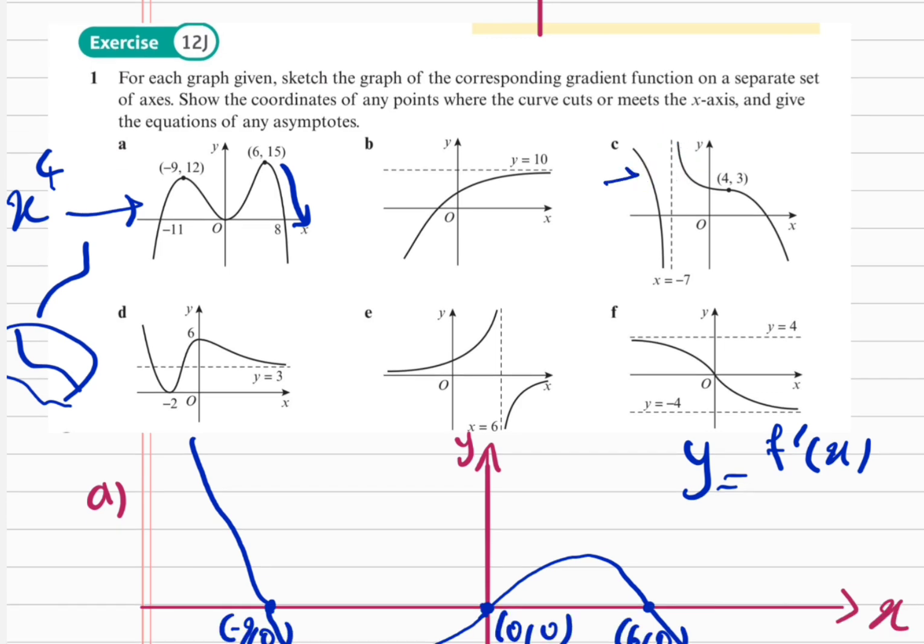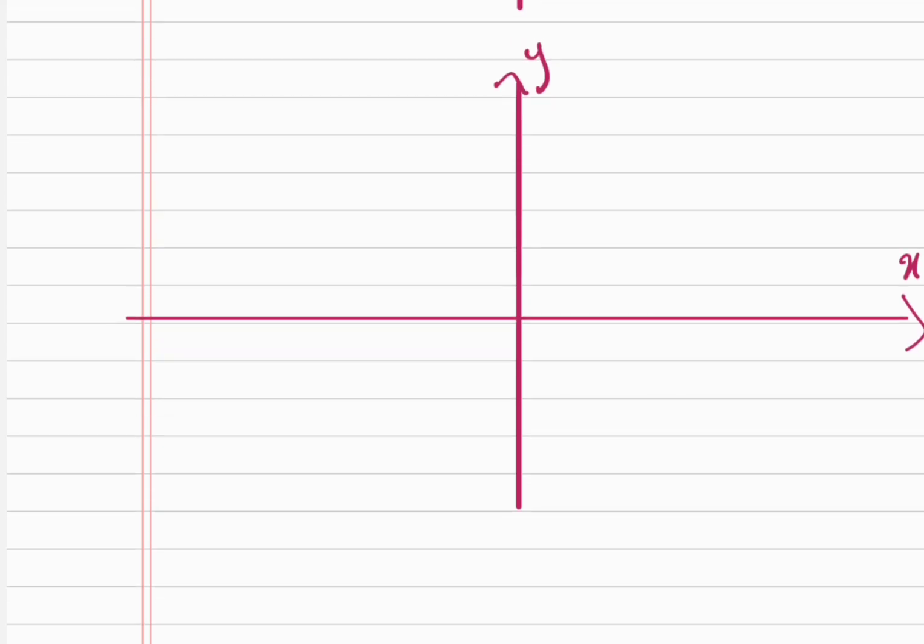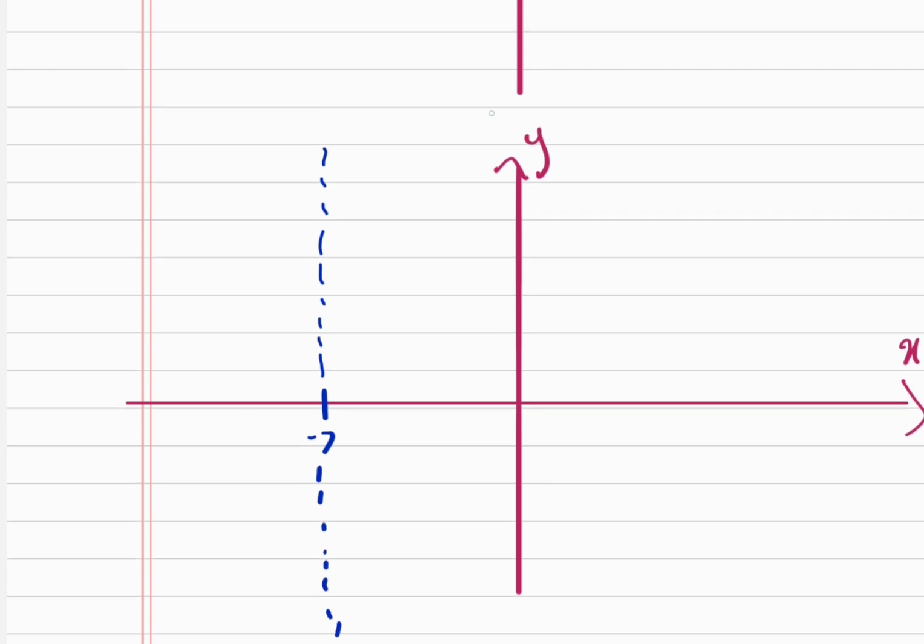So we start with this part of the curve, which is going down. First of all, since here there is the asymptote of x is equal to -7, that means that the function is undefined when x is equal to -7. So the first thing is that when we have a vertical asymptote, then we are going to have the same, in this case, vertical asymptote on the gradient curve. So let's say here is -7. We are going to have this vertical asymptote because the function is undefined at -7. So this is the graph of f dash x.